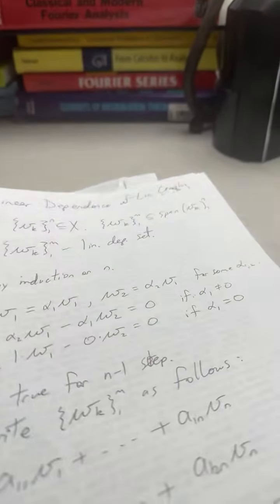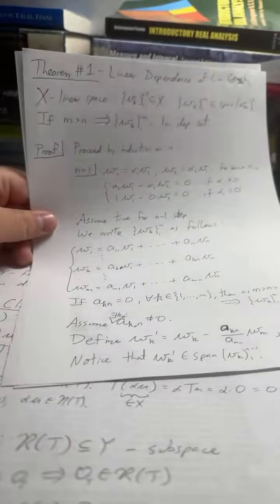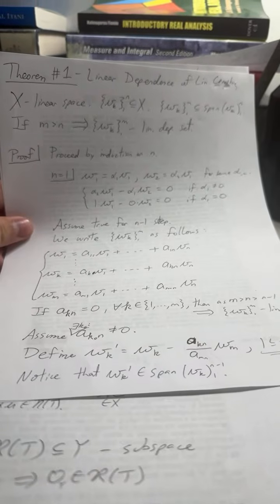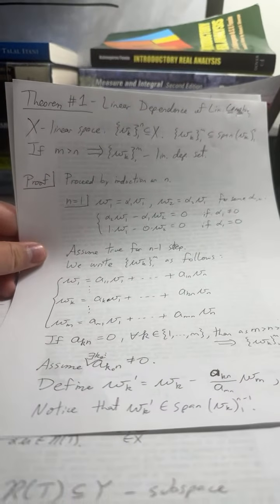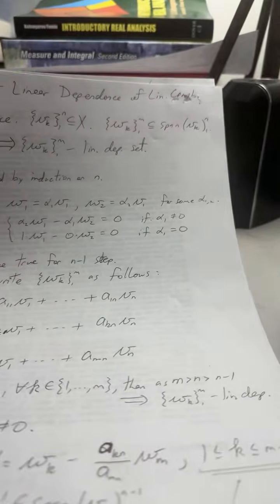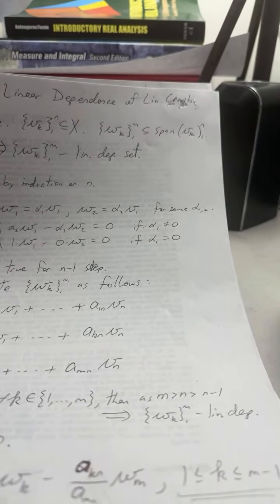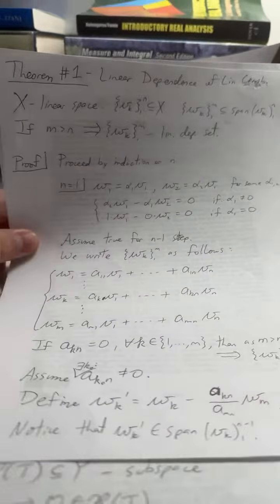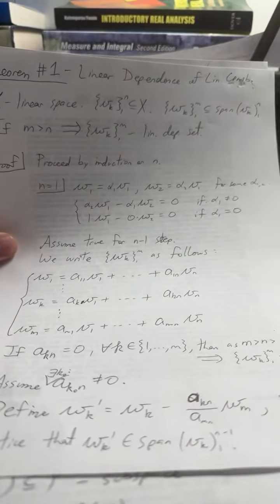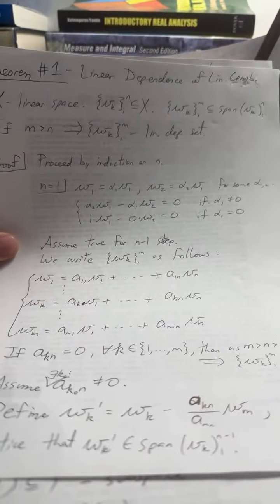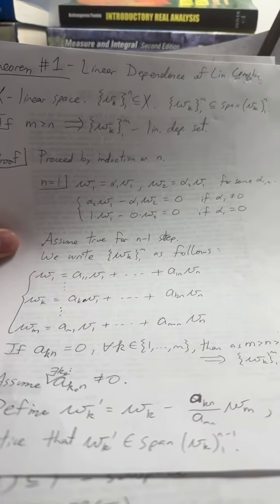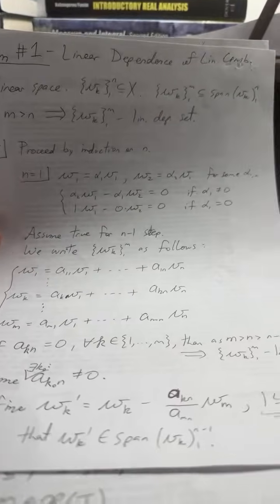Okay, so let's look at the theorems. I don't know how long this live stream's going to go on for, but we'll go through the theorems. So, linear dependence of a linear combination. You have a linear space X, you have a collection of N vectors in X, we have another collection of vectors W in the span, we have M of them instead of N, and we want to show that if M is larger than N, then that collection of W vectors forms a linearly dependent set.